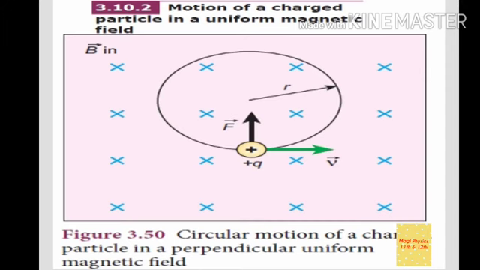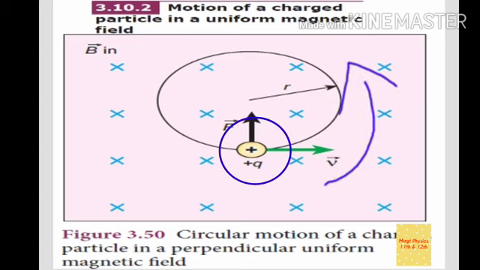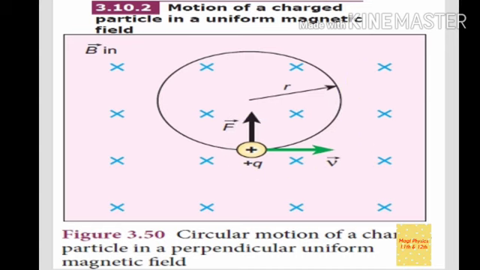Next one is about the circular motion of a charged particle in a perpendicular uniform magnetic field. Let us imagine a charged particle is having a circular motion in a uniform magnetic field. Now we have to examine the time period of the charged particle to complete one circular motion, at what frequency the particle is vibrating while having the circular motion, and what will be the angular frequency of the particle to complete a circular motion.